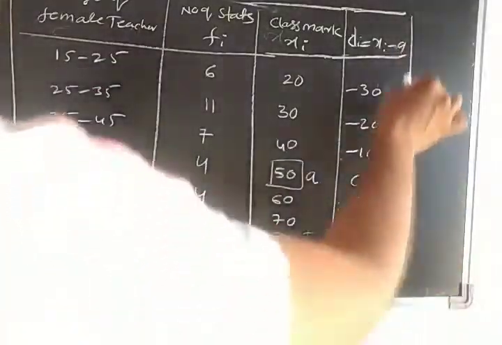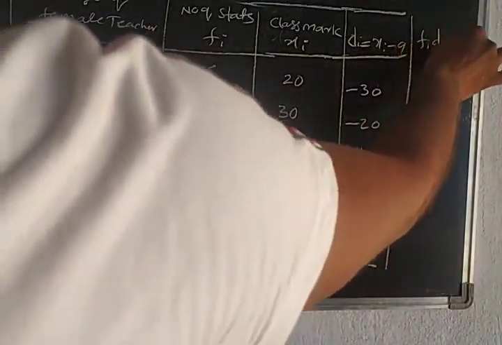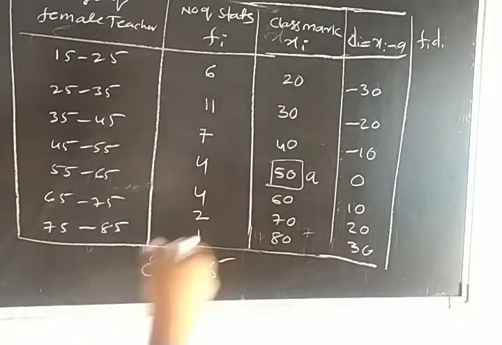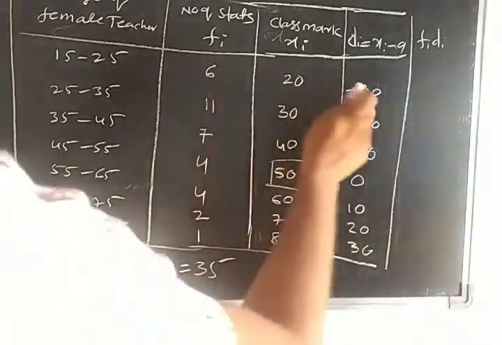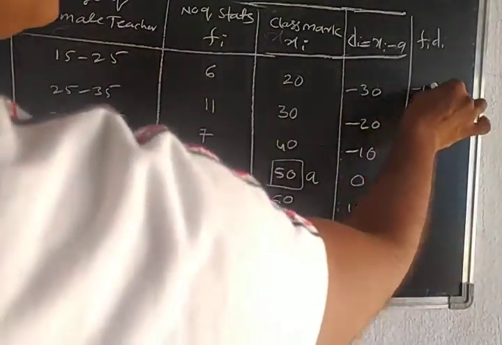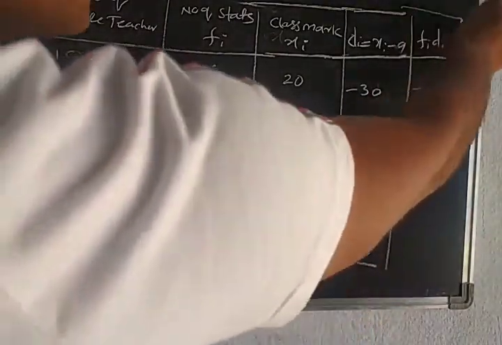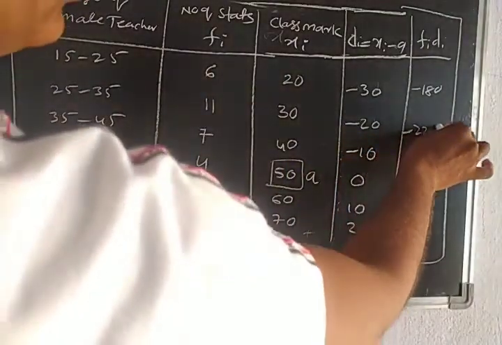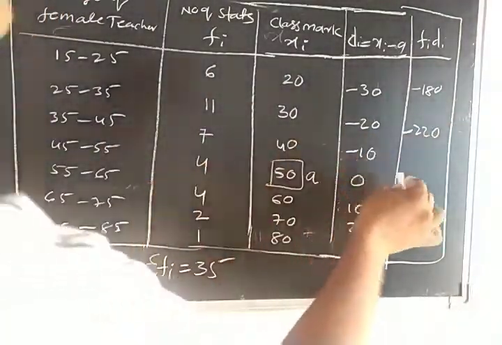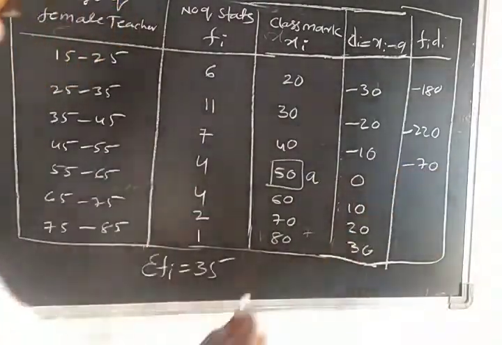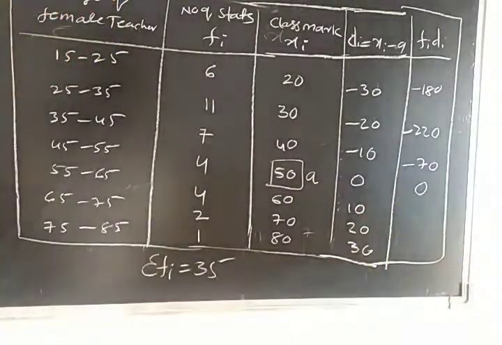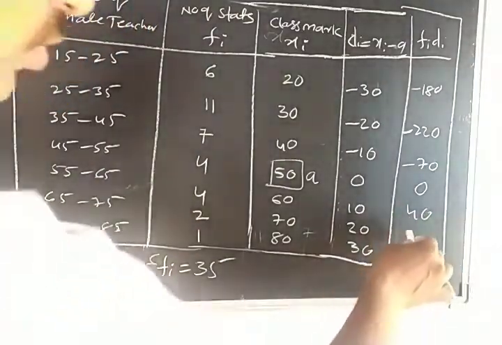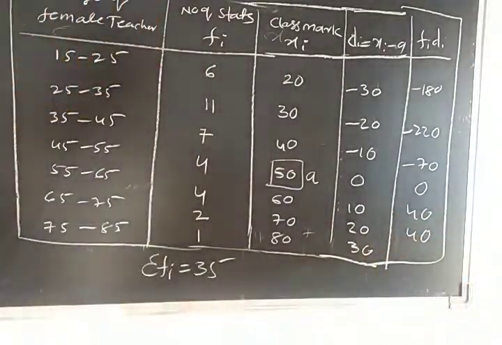After getting the di's, find fi into di. 6 into 3 is 180, minus 180. Next, 11 into 2 is minus 220. 7 into 1 is minus 70. 4 into 0 is 0. 4 into 10 is 40. 2 into 20 is 40. 30.